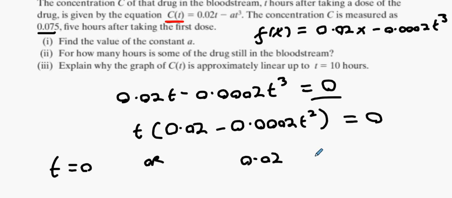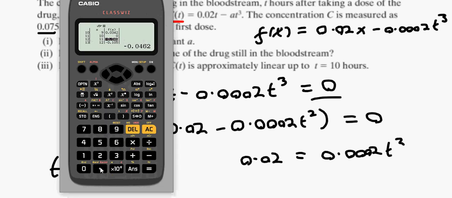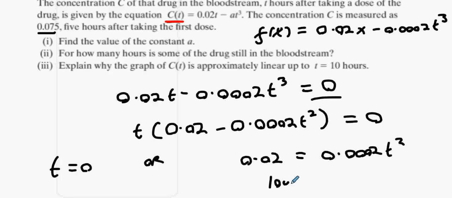0.02 equals 0.0002 t squared. I hate when there's tons of zeros. Not my friends. Alright. So 0.02 divided by 0.0002 is 100. 100 equals t squared. T must equal 10. We all good?